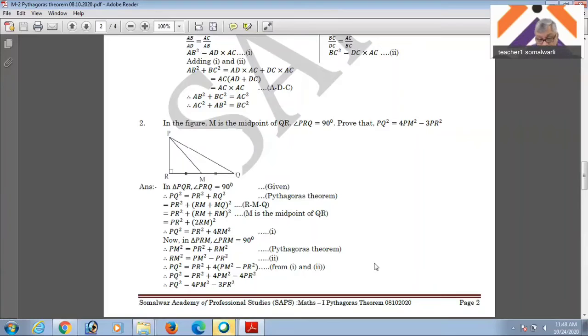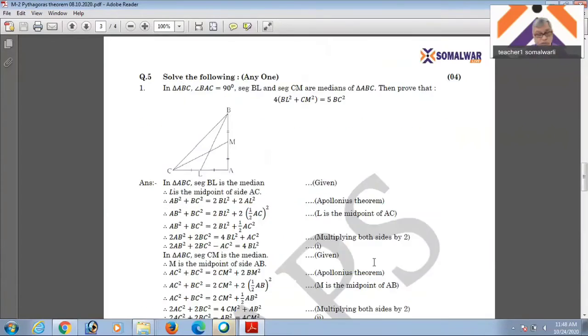PR square minus 4 times PR square will become 3 PR square, and that will be the end of the sum, which is what we require. We got PQ square is equal to 4 PM square minus 3 PR square. Here, even though the midpoint was there, we have not applied the Apollonius principle, even though it is coming to our mind.